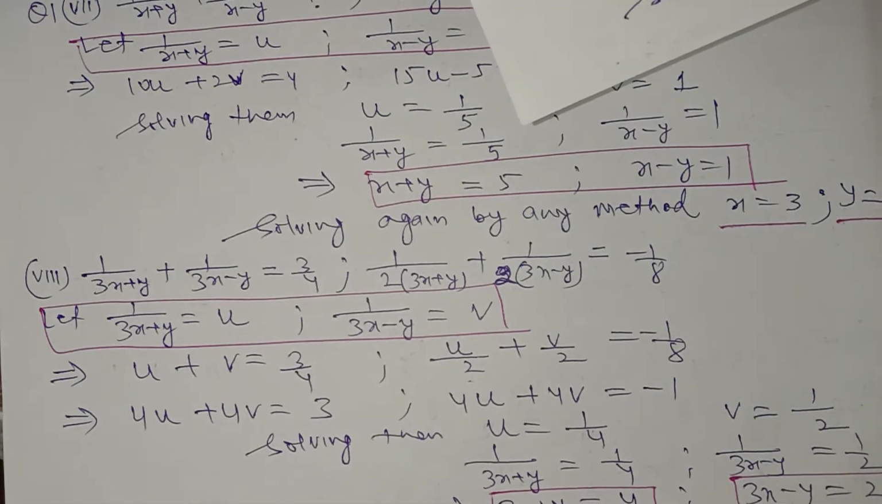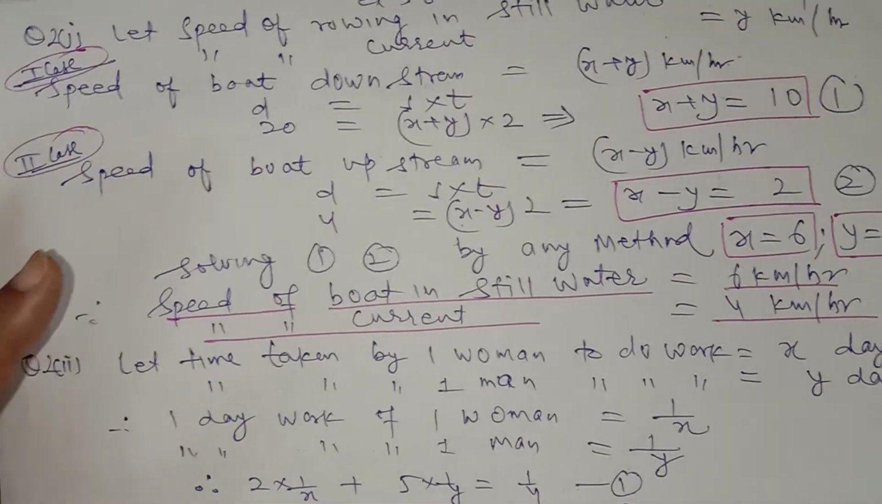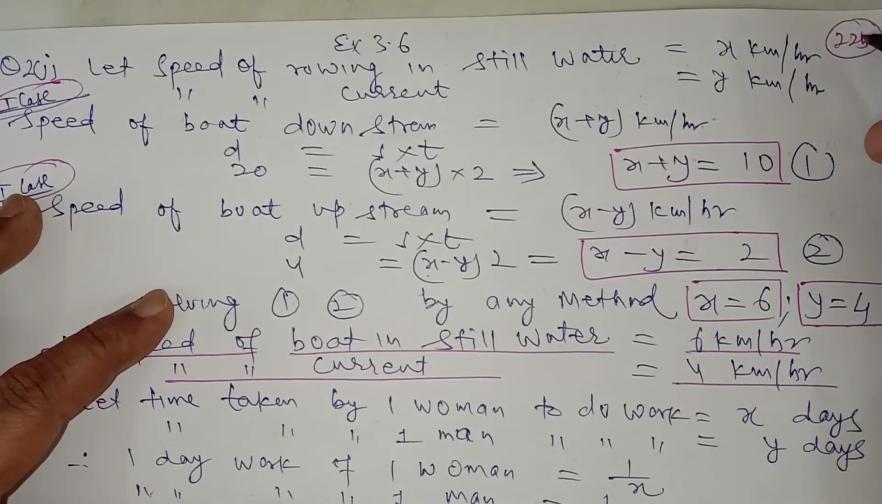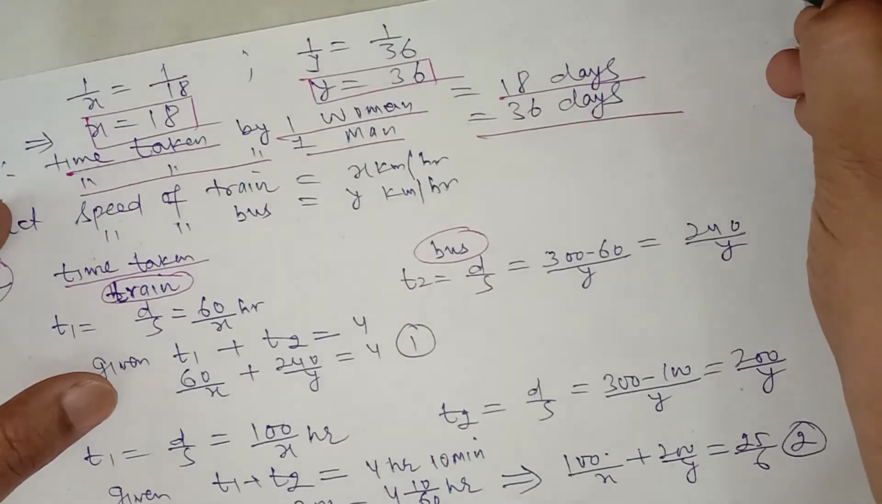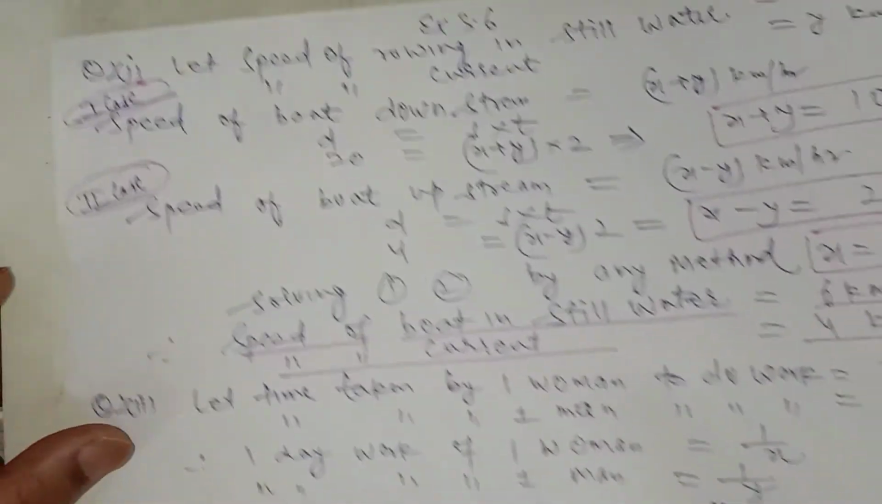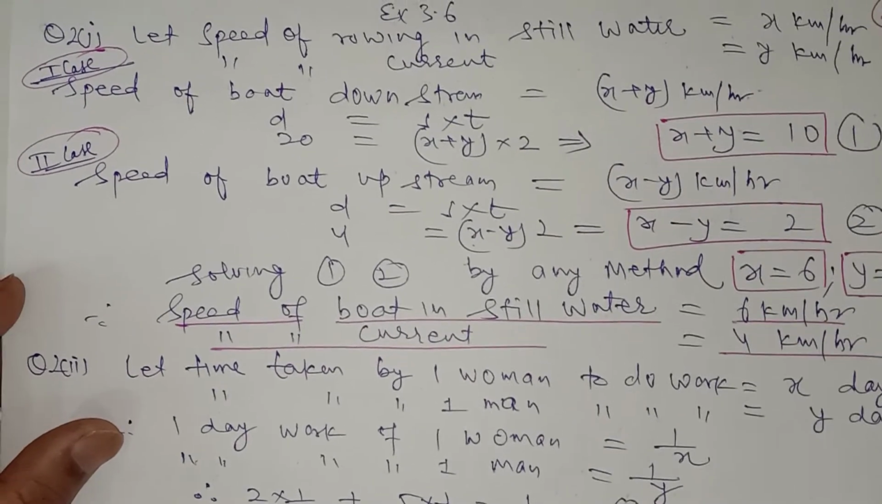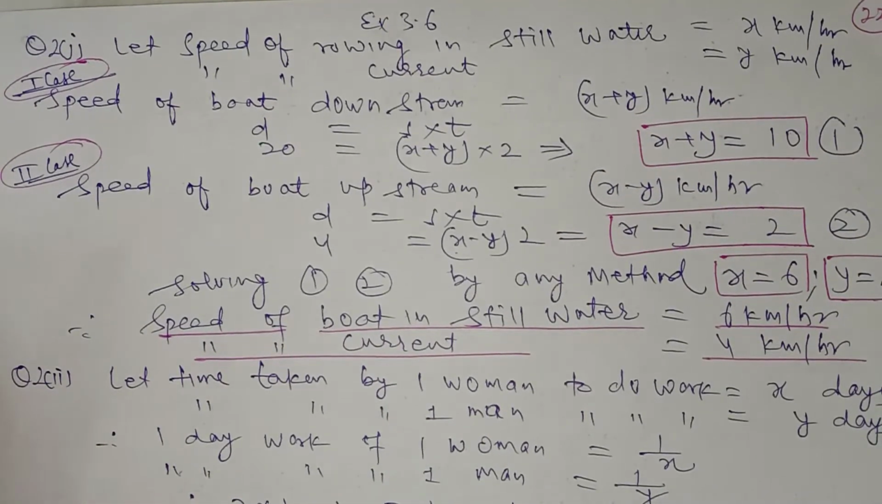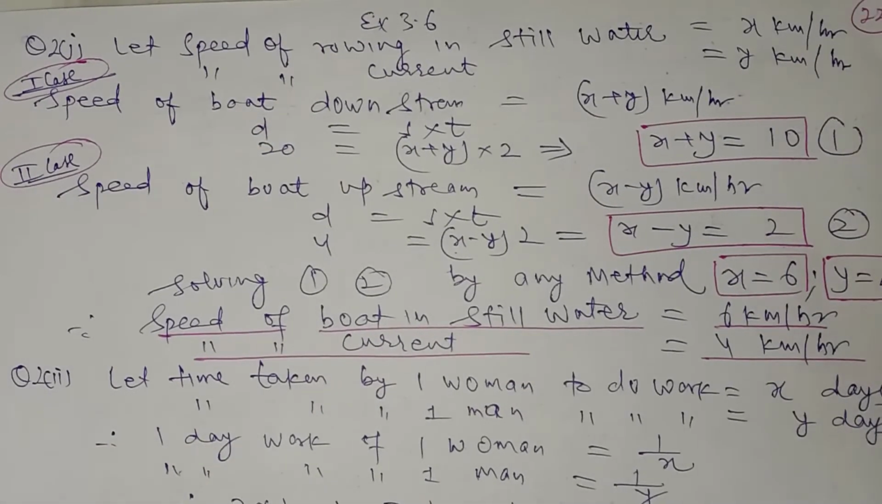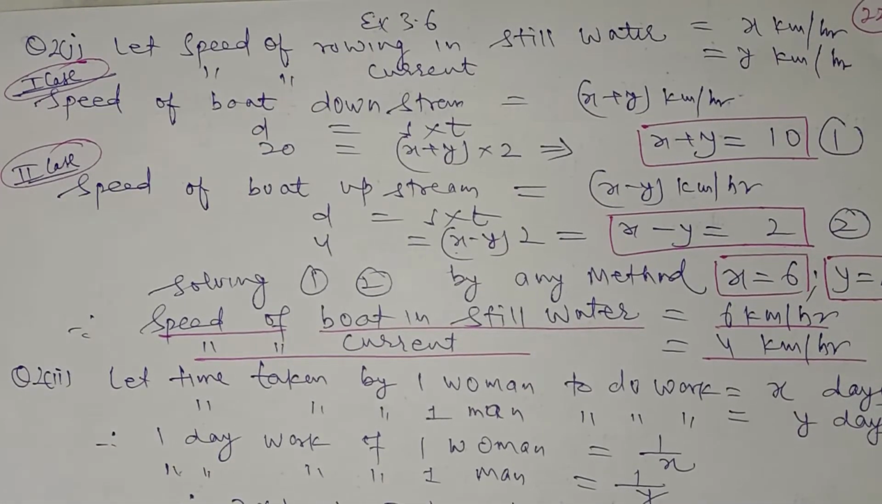Question number 2 will start. Read the question carefully. Question number 2, first part. See it. Read the question very carefully. Now it is given that there is a boat which moves downstream a distance of 20 kilometers in 2 hours.